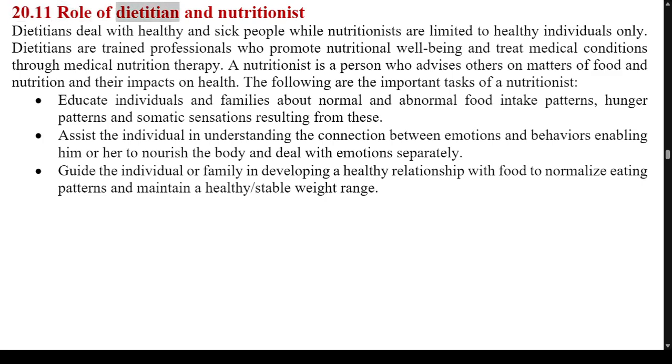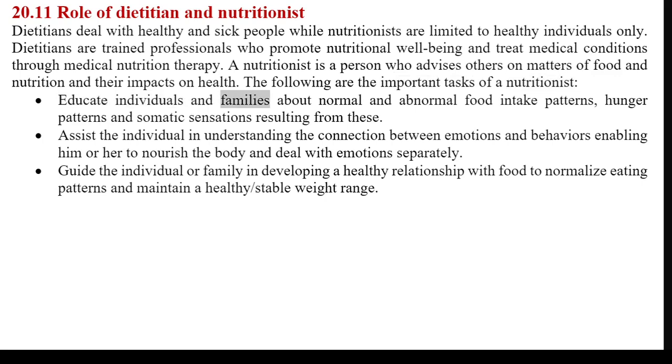20.11 Role of dietitian and nutritionist. Dietitians deal with healthy and sick people, while nutritionists are limited to healthy individuals only. Dietitians are trained professionals who promote nutritional well-being and treat medical conditions through medical nutrition therapy. A nutritionist is a person who advises others on matters of food and nutrition and their impacts on health. The following are the important tasks of a nutritionist.